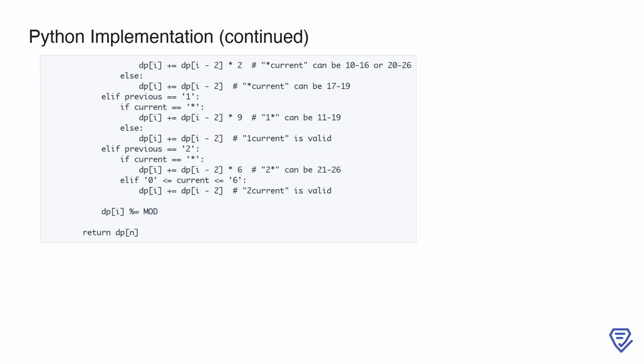ways to decode the input string. This approach uses dynamic programming to efficiently calculate the result by building on smaller subproblems while handling all edge cases, including wildcards represented by asterisk.